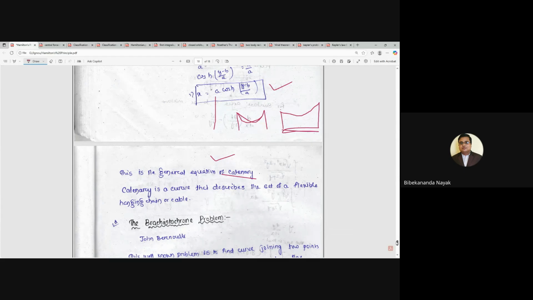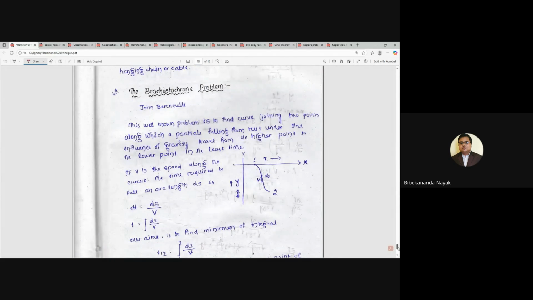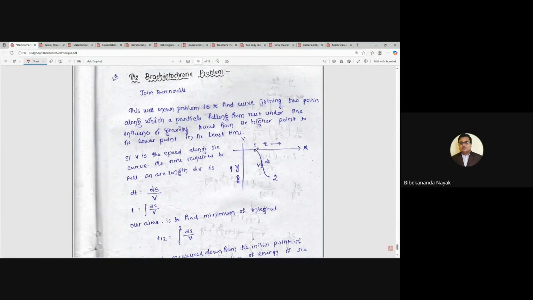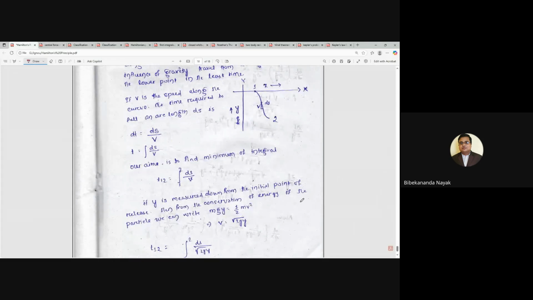Another famous problem that comes is the Brachistochrone problem, that is the minimum time of free fall. If somebody is falling freely, then we have to find the path for which the time of fall is minimum. It is a very lengthy calculation, so I am only showing the process. Time minimum means time is equal to distance by velocity. So ds is the distance and time is equal to ds by v. T should be minimum. So the integral from 1 to 2 of ds by v.